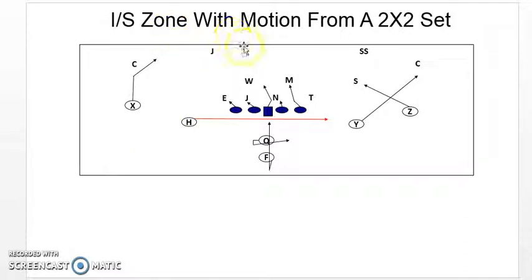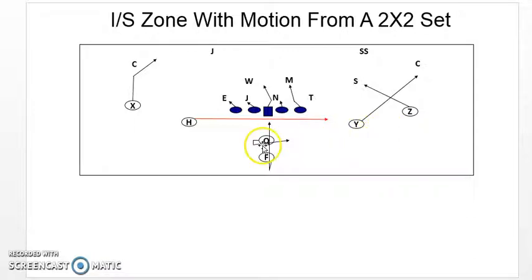We're running inside zone. We're going to motion to the field, and we're going to run zone left, zone into the boundary. We have a single receiver, X into the boundary, two receivers here to the field. We're going to motion H across. The red line signifies the motion. We're in the pistol, so we're running inside zone to our left. He comes out, and he's going to throw the screen on the backside if he likes our numbers.